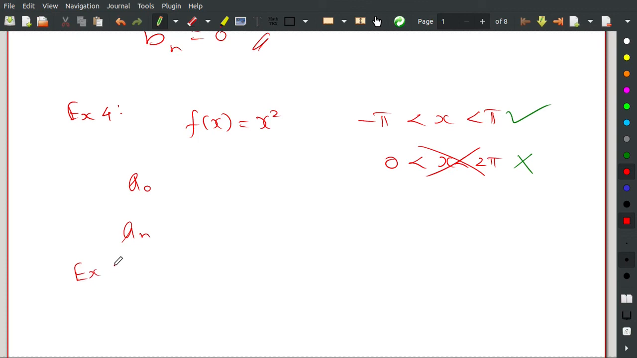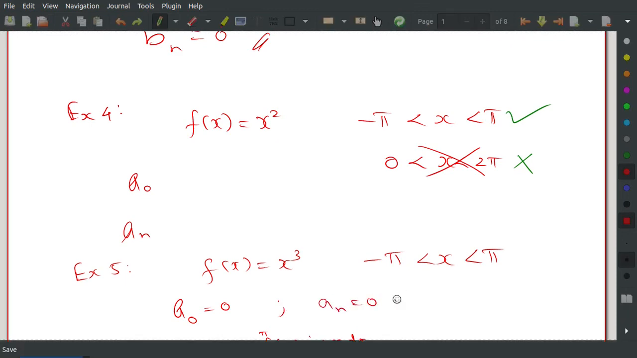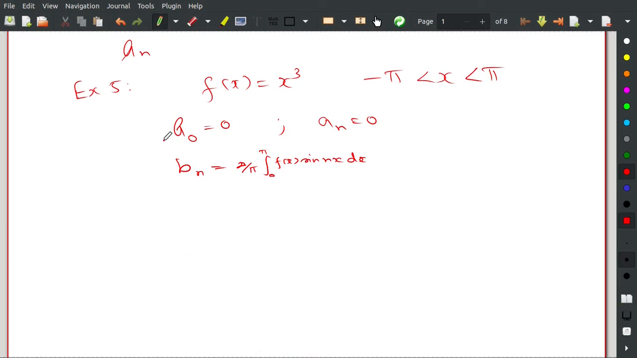Similarly, let me give an example for an odd function. Example 5: if f of x equals x cube, and it is defined in the limit minus pi less than x less than pi, then a naught equals 0, bn equals 2 by pi integral 0 to pi f of x sin nx dx, and an equals 0. So this is the shortcut.